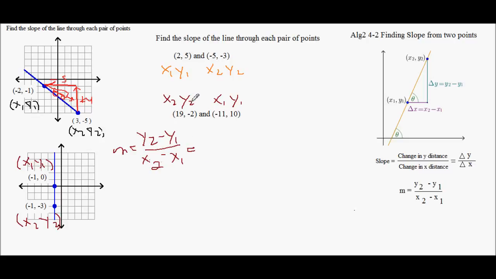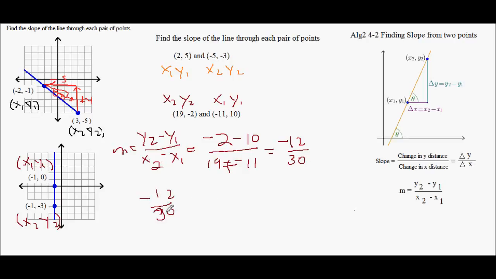Okay, so y2 is negative 2 minus y1, 10, over x2 is 19 minus 11, right? Okay, so this is minus 12. When you subtract the negative, the bigger negative, you're just digging a hole, a bigger hole. You're in the hole, go more negative. This turns into a plus, two negatives turn into a plus, and that's 30. So I get negative 12 over 30.